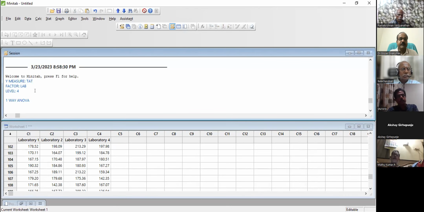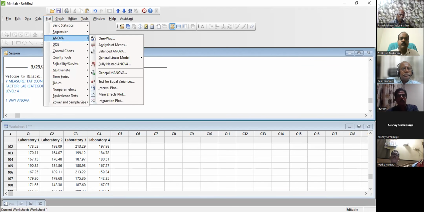Right? And that is continuous data. Turnaround is continuous. Your Y measure should be continuous data, and X measure is categorical. This is the situation for ANOVA. Since there is only one factor, it is one-way ANOVA. Now go to Stat, ANOVA, one-way ANOVA.